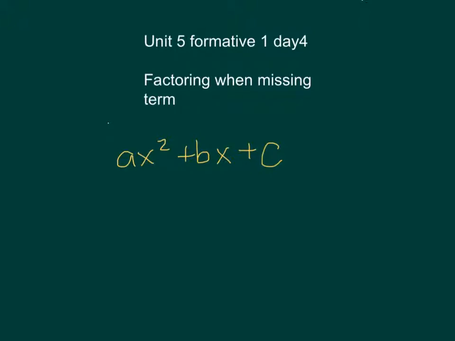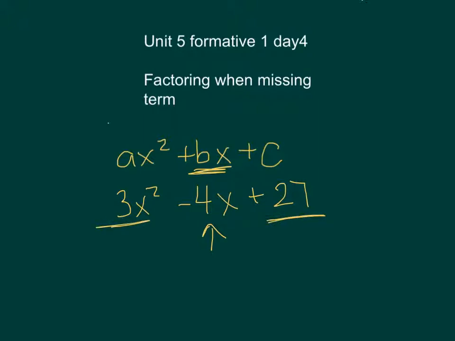So we've been working with functions that are set up like this: ax squared plus bx plus c. For when we have a missing term, what we've been working with is something like 3x squared minus 4x plus 27. Now when we're missing a term, we're going to be missing this bx term, the term in the middle. So this 4x won't be here. We won't have an x term. We'll have an x squared term and a whole number at the end. So let's do a couple examples.